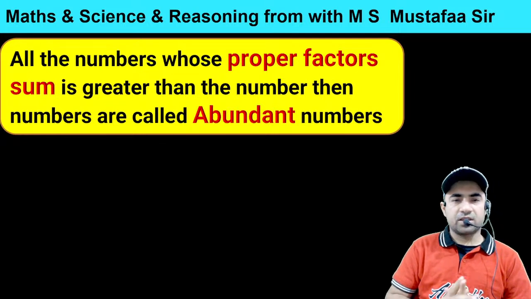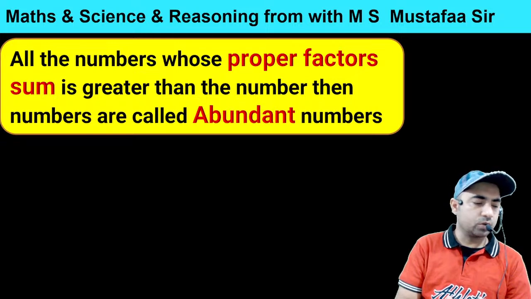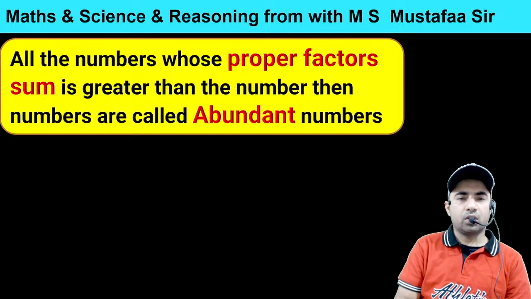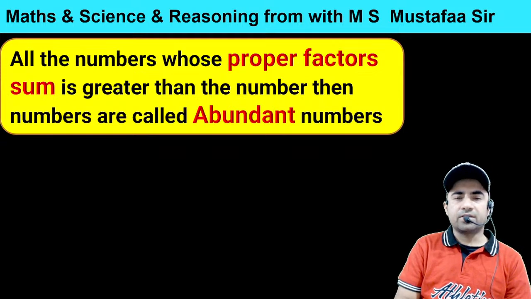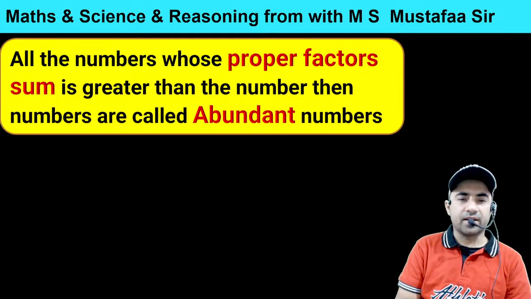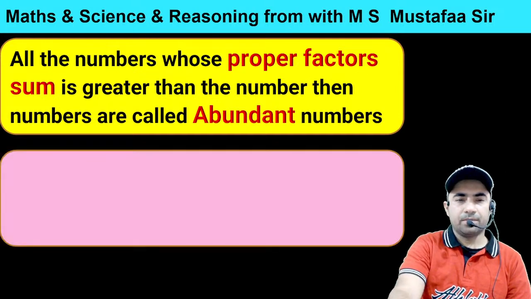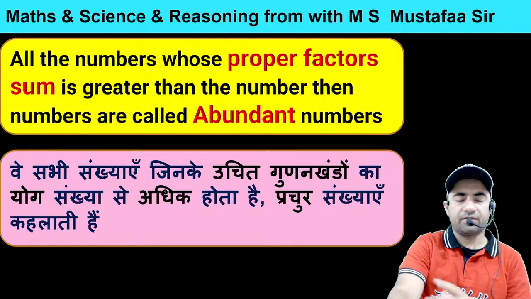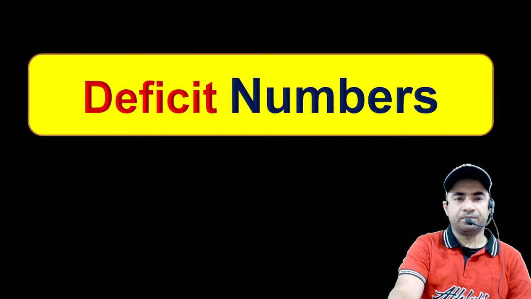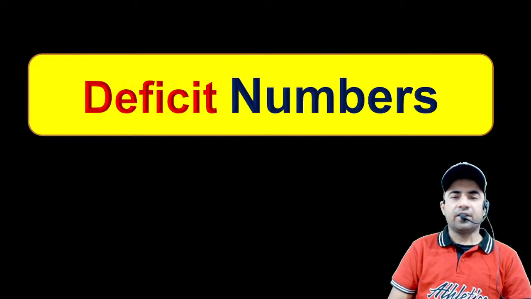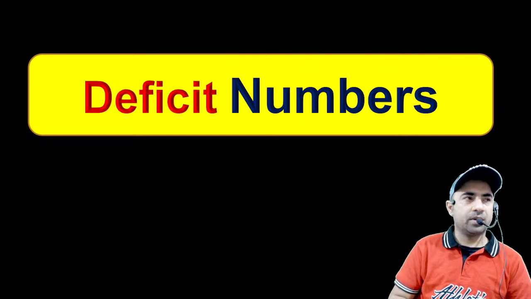In our previous session we discussed that when the sum of all proper factors is equal to the number itself, the number is called a perfect number. But when a number's proper factor sum is greater than the number, it is called an abundant number. We have many abundant numbers; their frequency is much greater than that of perfect numbers. Next we have the deficit number. So: perfect number, deficit number, abundant number.